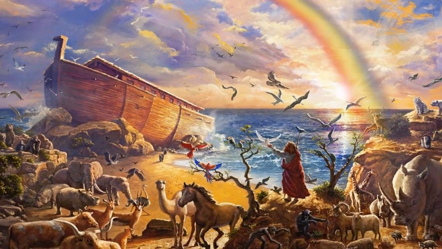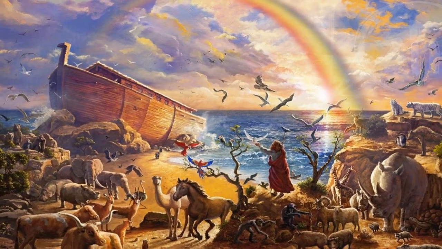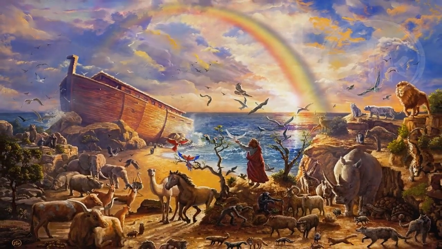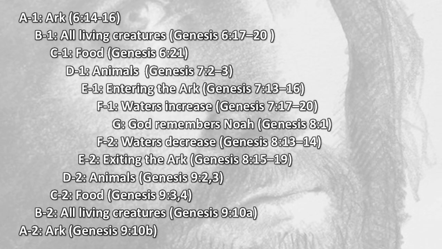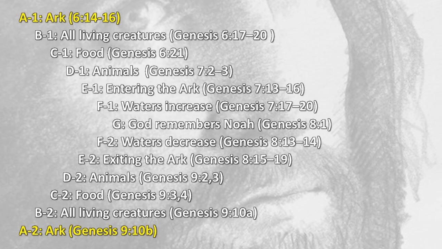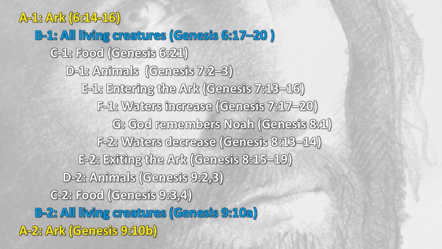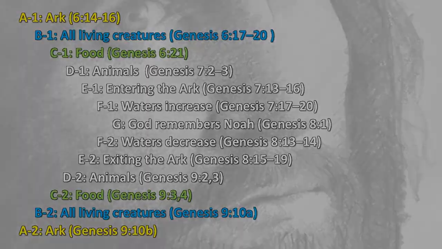Here's a Bible example. The story of Noah and the ark, found in the book of Genesis, was written with a chiastic structure. Notice that key words form a mirror image. Ark is A1 at the beginning. Ark is also A2 at the end. All living creatures come second. All living creatures appear second to the last. Food is third from the beginning, and food is third from the end, and so on.